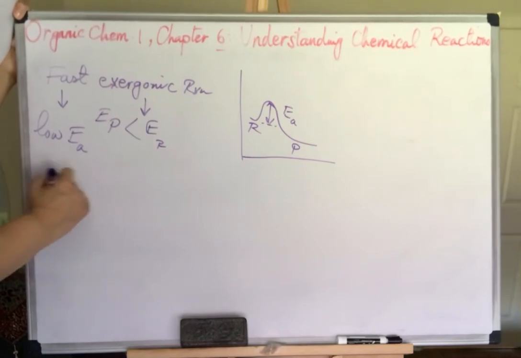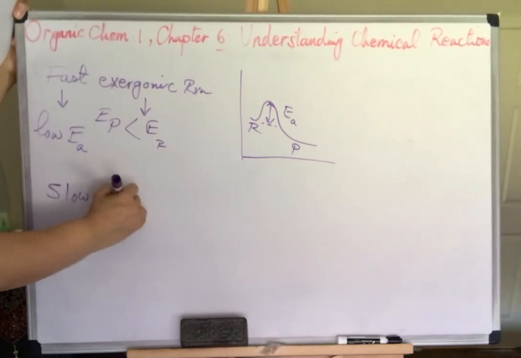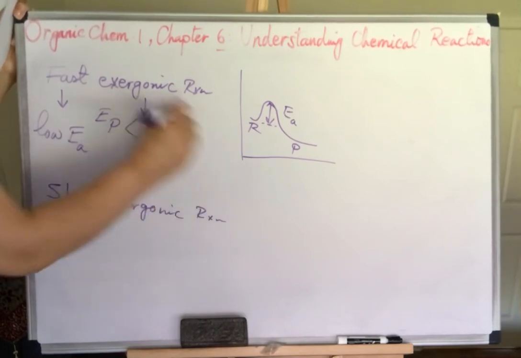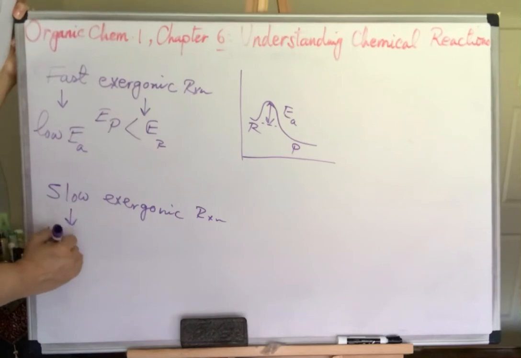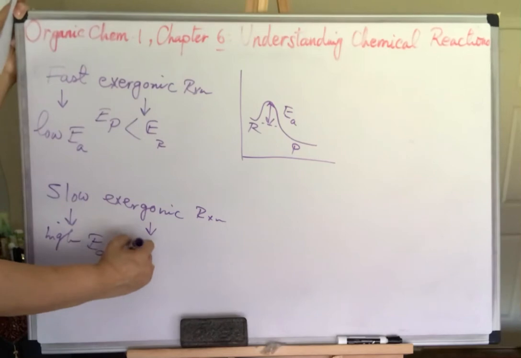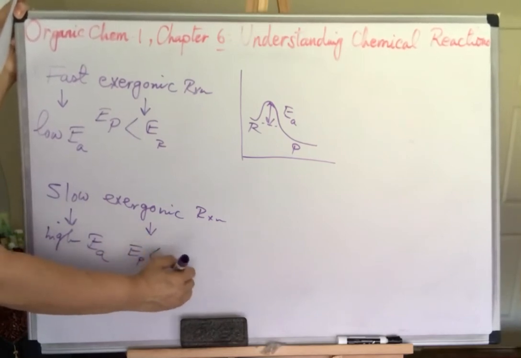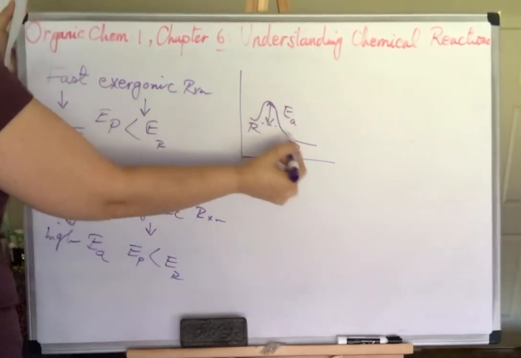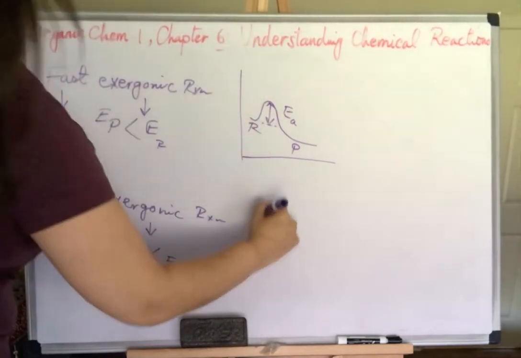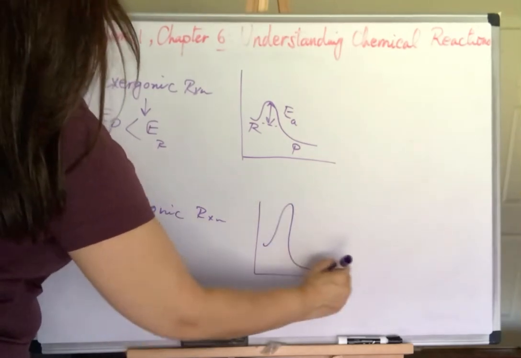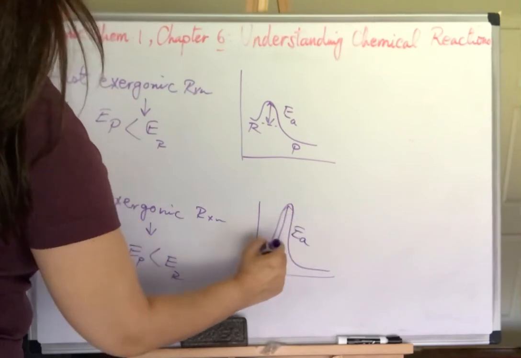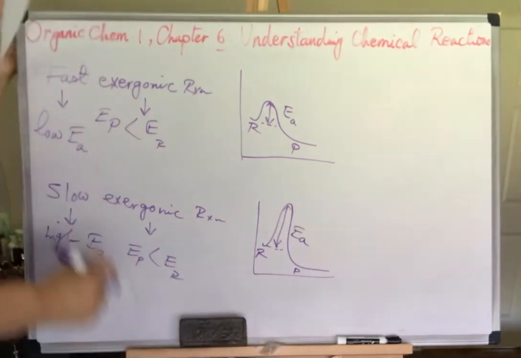If you want to compare it to a slow exergonic reaction, then slow means high activation energy, and exergonic again means energy of products less than that of the reactants. So products is still less than that of the reactants, but this distance should be higher. So you show it like this. These are reactants, these are the products.